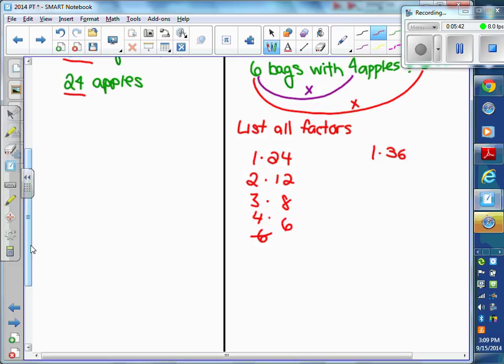1 and 36. How about 2 and? Good. And 3 and 12. Good. 4 and 9. 6 and 6. Done, right? And 9 and 4. So that would be repetition, right? Remember if you make that organized list?